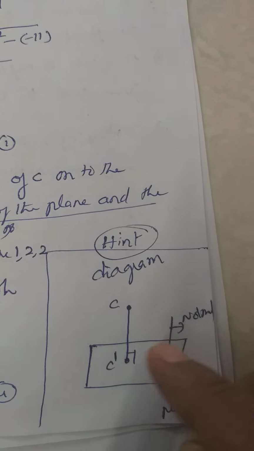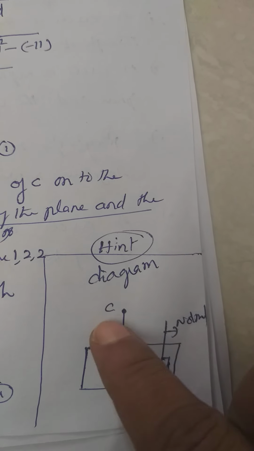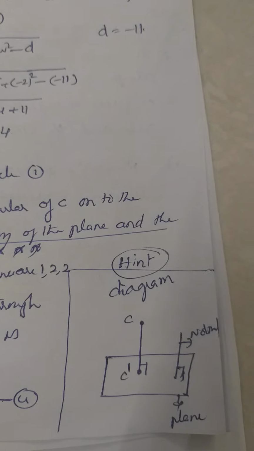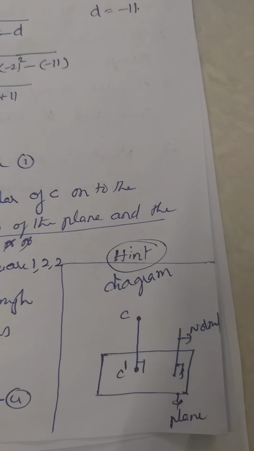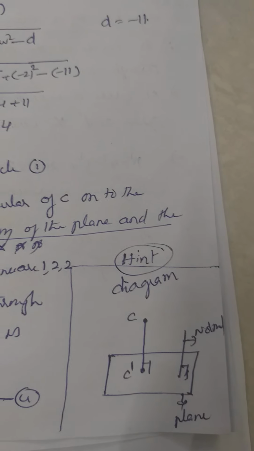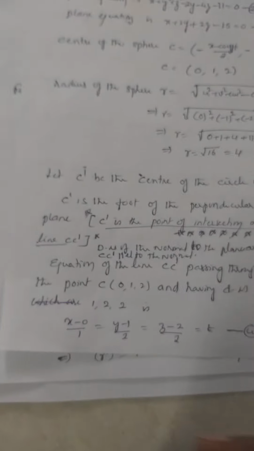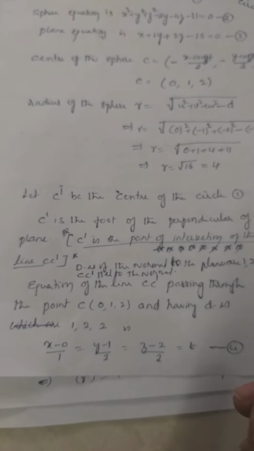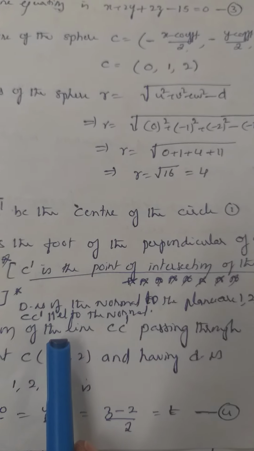Now this is CC dash. If you compare, these two lines are parallel to each other, right? That means if the two lines are parallel to each other, their direction ratios are equal, or you can say proportional, right? Now here, to get the point C dash, what I am finding is the equation of the line.